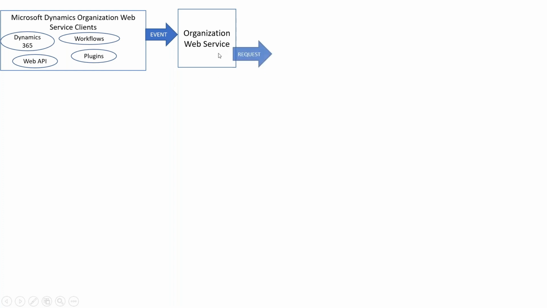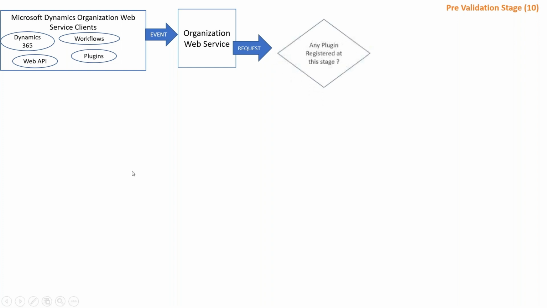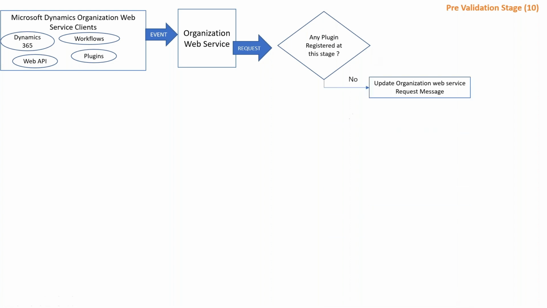And this request, whatever request is coming here, will create an organization web service request. It will create one organization web service request, and it will pass this information to the pre-validation stage.